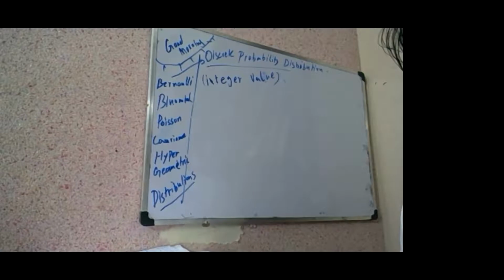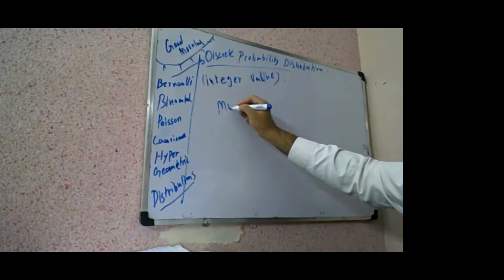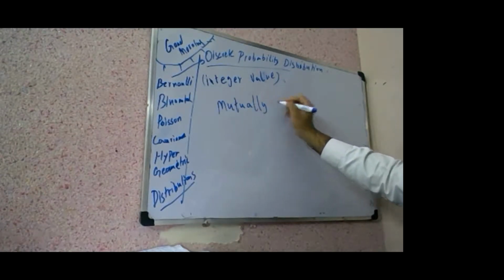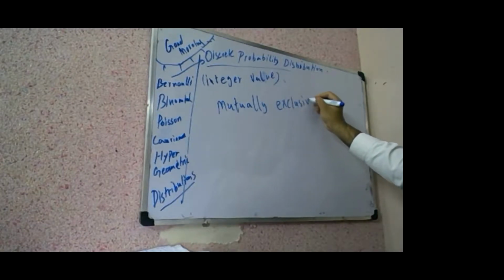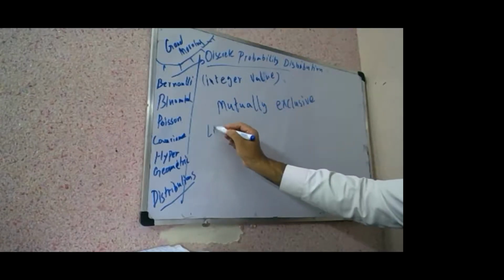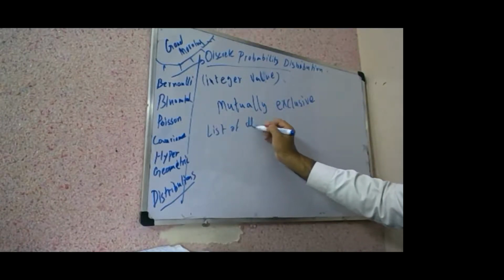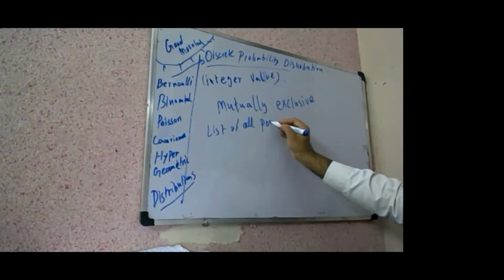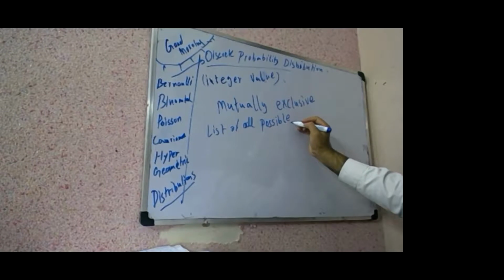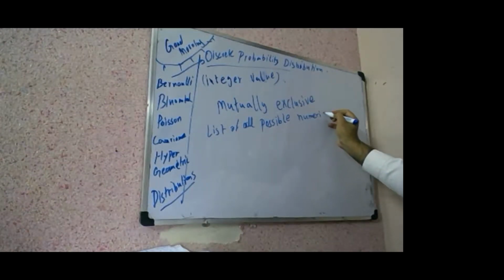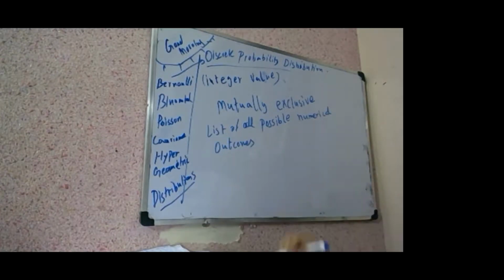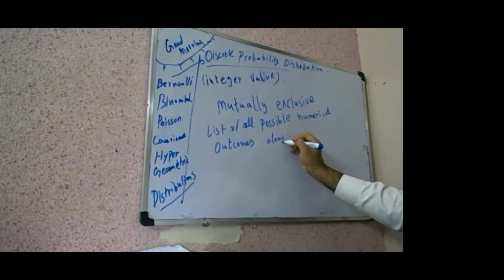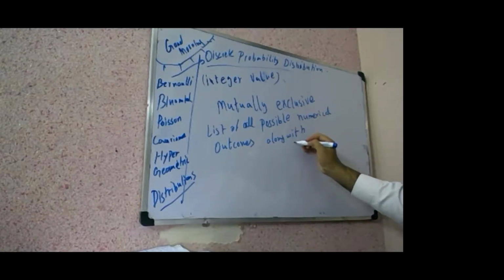So we can say a probability distribution for a discrete variable is a mutually exclusive list of all possible numerical outcomes along with their probabilities.